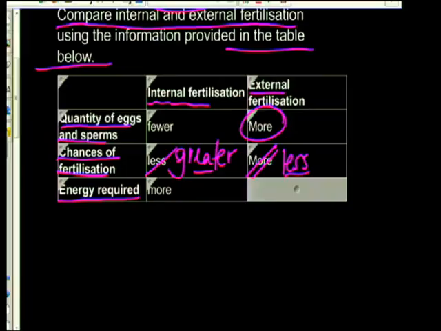Energy required, obviously for internal fertilization, there's more energy required because fusion is going to take place inside. You need energy for copulation to deposit the sperm into the body, one. And when this internal fertilization takes place, the developing embryo will start developing inside the body. It may not last forever in oviparous organisms, but it's still going to start developing, so there's energy required.